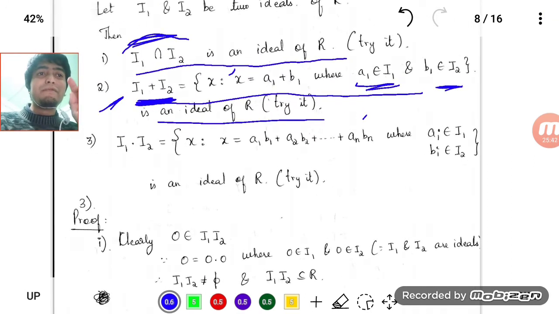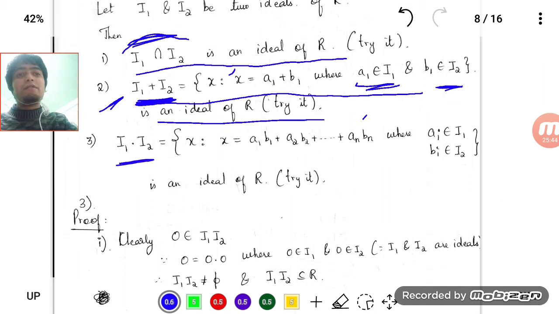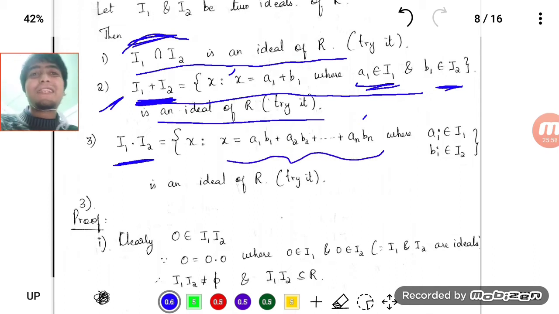This number 3 is what I will do, because it is a product of ideals. If you see the definition, over here in addition it's just x equal to a1 plus b1, but over here it's not just a1 times b1. You have some other things as well: a1 b1 plus a2 b2 plus up to an bn. I will do the proof for this number 3. Let's see how we define it. We define it this way.